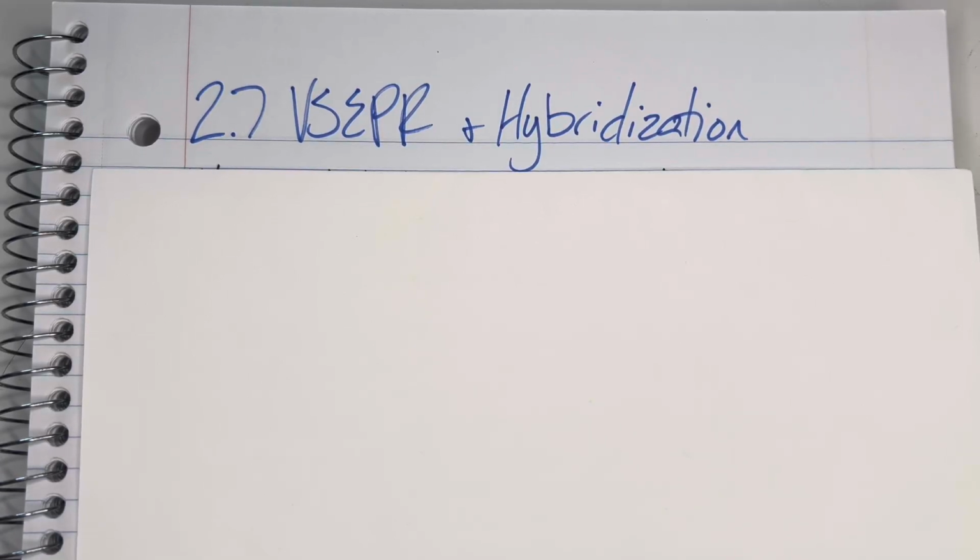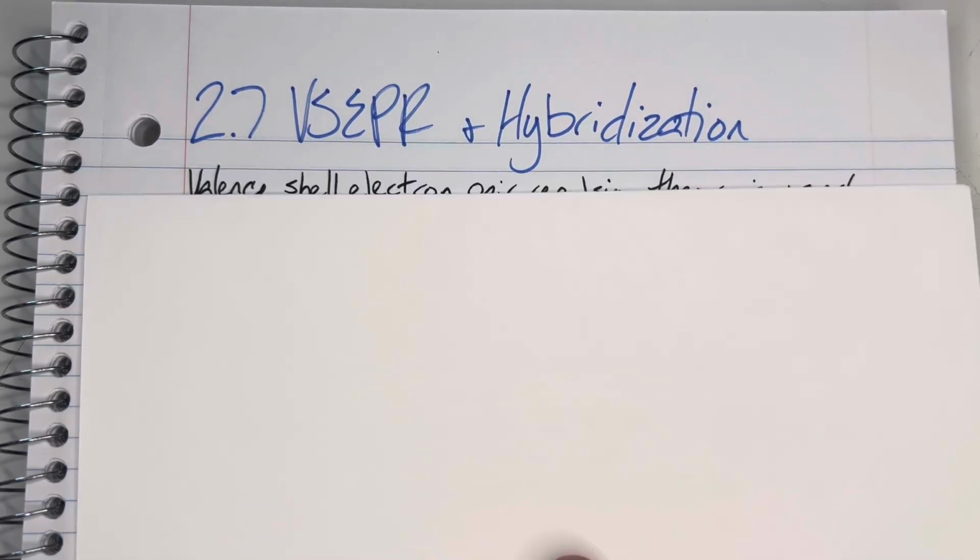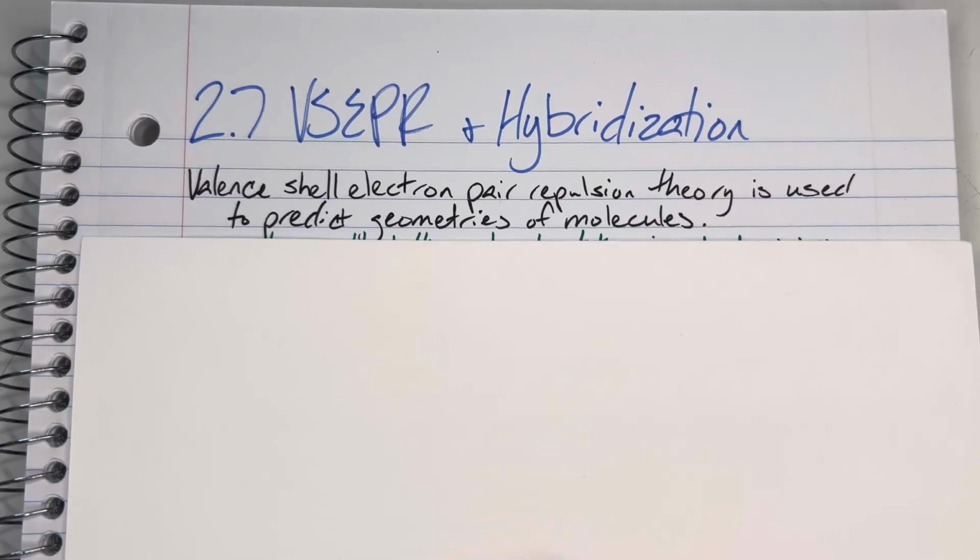AP Chemistry, Unit 2.7, VSEPR and Hybridization. So VSEPR is valence shell electron pair repulsion theory. That's what VSEPR stands for. And it is used to predict the geometries of molecules, so what shape actual molecules take.